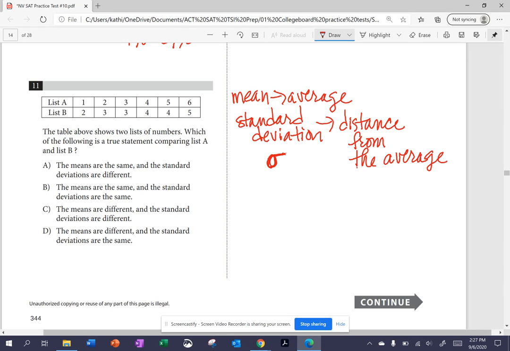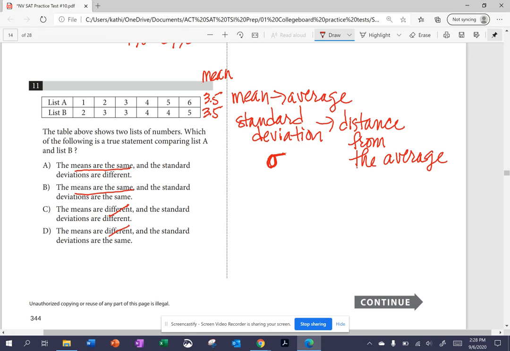So if I have two different lists of numbers, the mean couldn't possibly... the means are the same. So let's add these up to find the mean. So I'm going to add up 1 plus 2 plus 3 plus 4 plus 5 plus 6. So the mean is 3.5 for list A. And if I add 2 plus 3 plus 3 plus 4 plus 4 plus 5, I get the mean is 3.5 for list B.